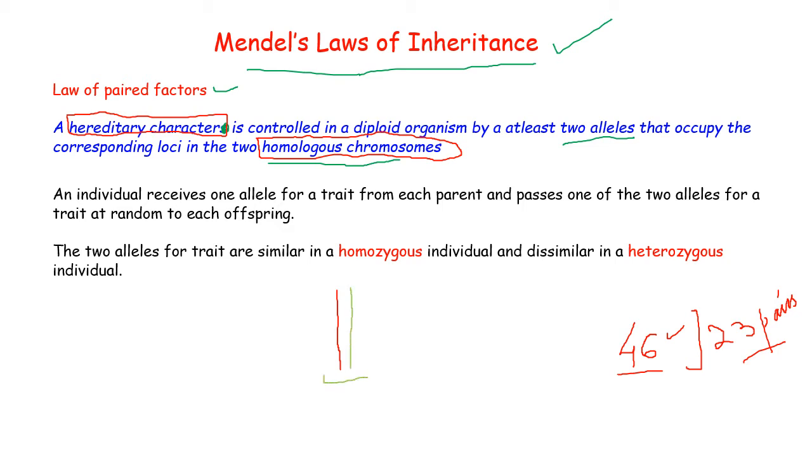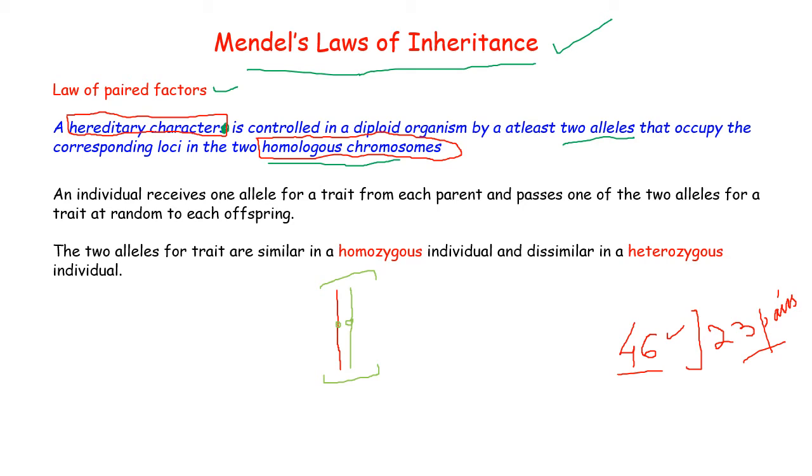The two homologous chromosomes have the same length, the same size, the same number of genes, the same position of the centromere, and the same banding pattern, staining pattern, and on each of these chromosomes we have genes.